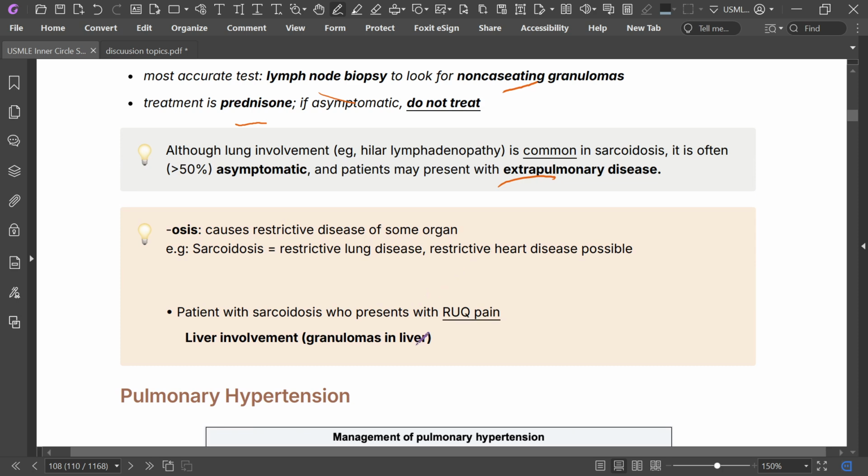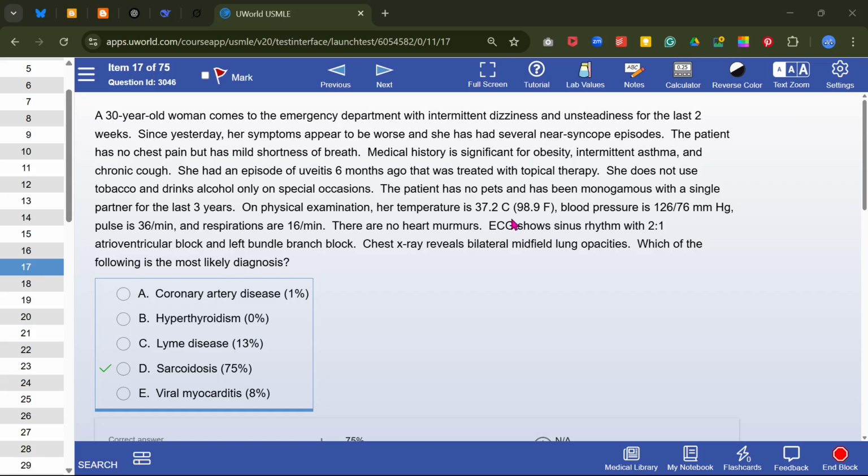Sarcoidosis is a restrictive lung disease, and restrictive heart disease is possible. A patient with sarcoidosis who presents with right upper quadrant pain, think about liver involvement, granuloma in the liver. So that is all about sarcoidosis. Look at this question.